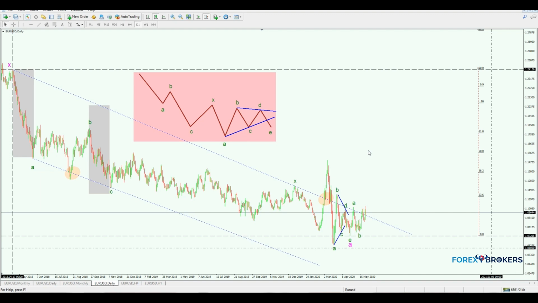Let's move on with a third video, part of double combinations. Still a double combination that starts with a zigzag, but a bit different one on the lower time frames.